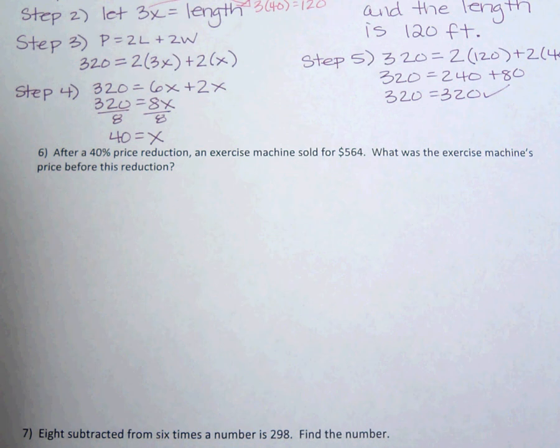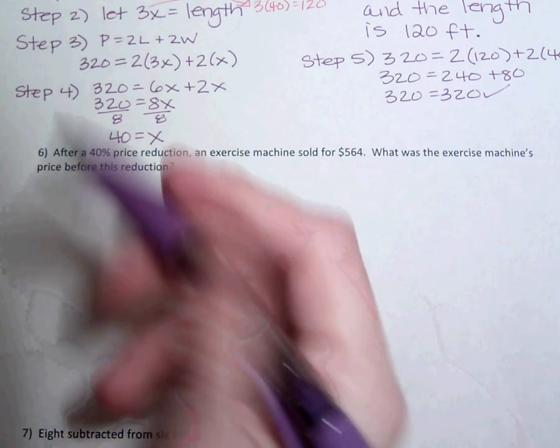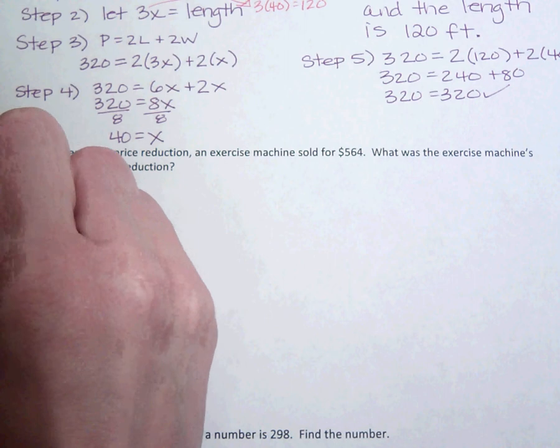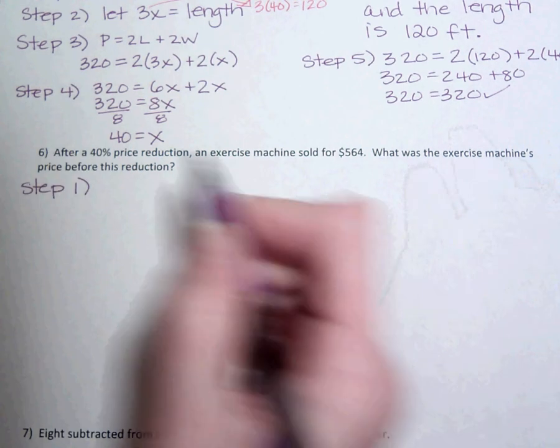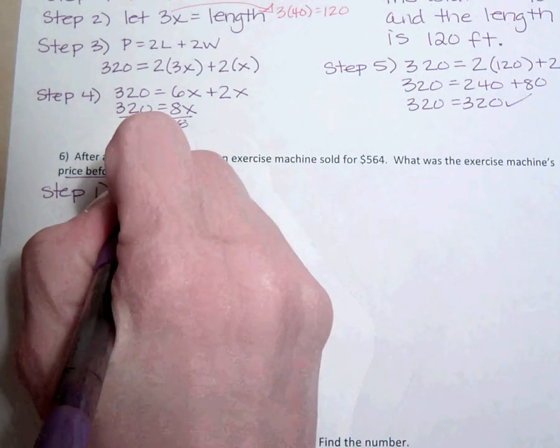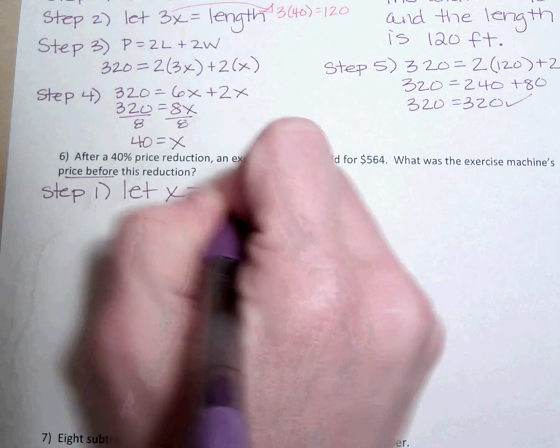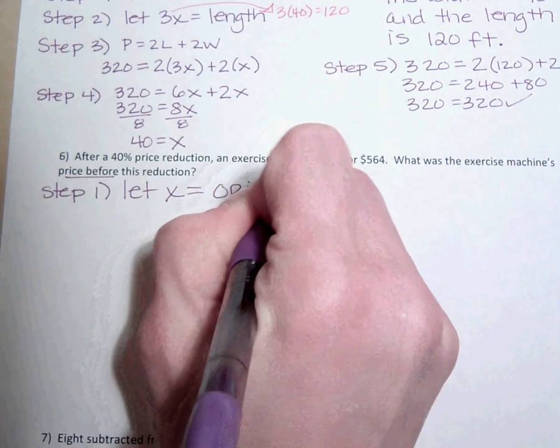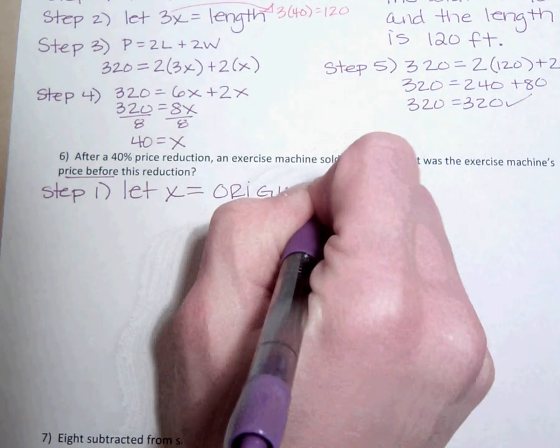Okay, number 6. After a 40% price reduction, an exercise machine sold for $564. What was the exercise machine's price before this reduction? So we're going to use the same steps. We're looking for the price before the reduction, so we are going to say let x equal the original price.